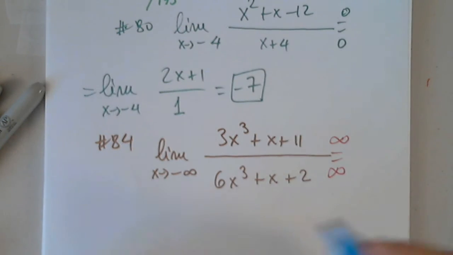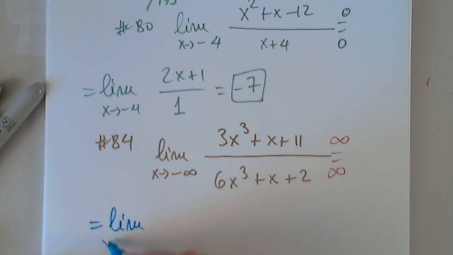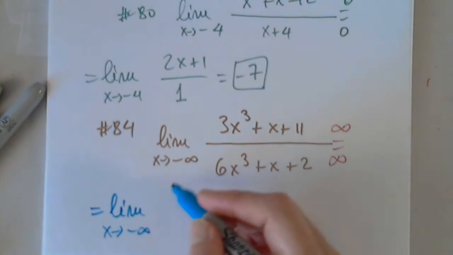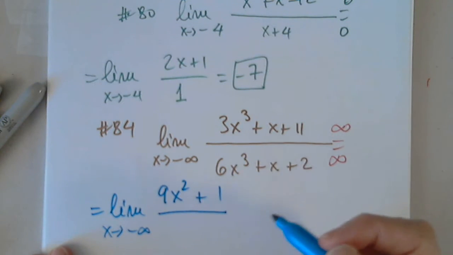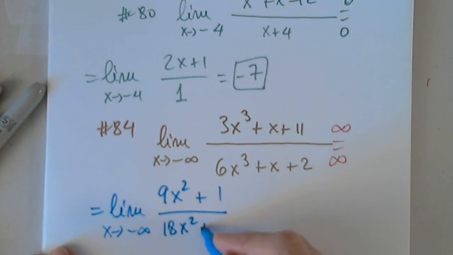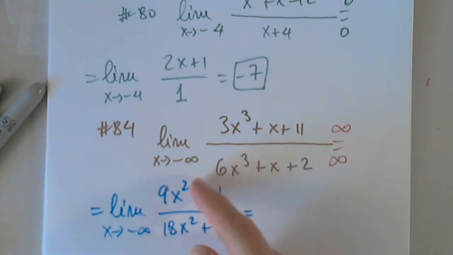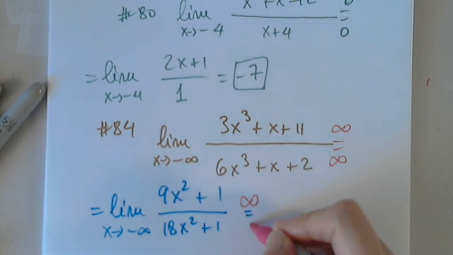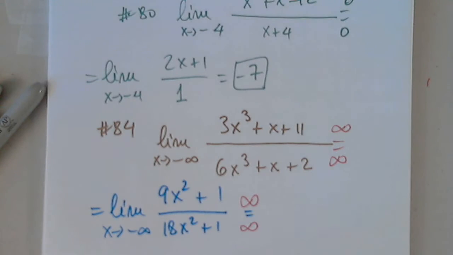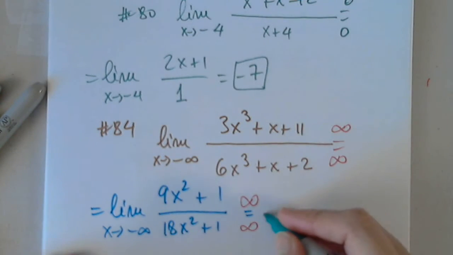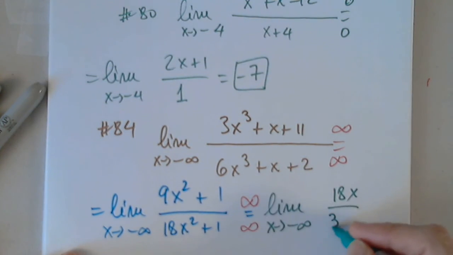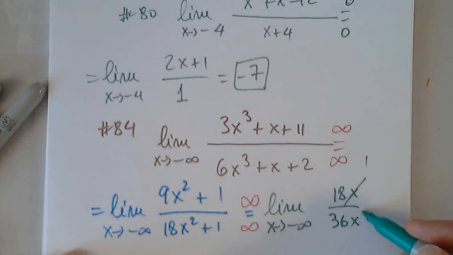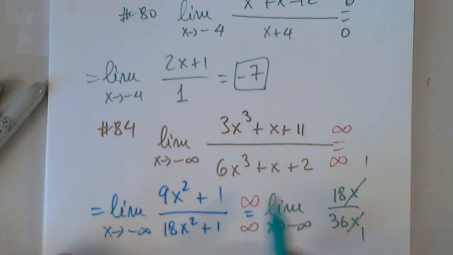So we go on by differentiating. With x approaching -infinity, the top prime will be 9x squared plus 1. The denominator prime will be 18x squared plus 1. At this point, I plug it in again. I get infinity over infinity. That's fine. I will apply L'Hopital's rule again. The top prime is 18x. The denominator prime is 36x. At this point, I am allowed to simplify.